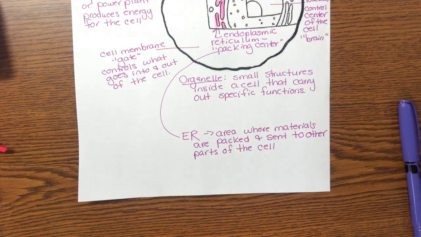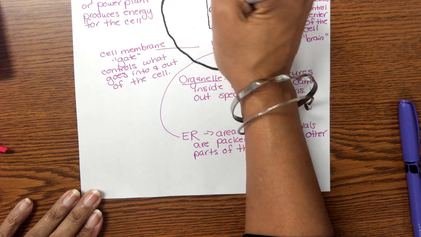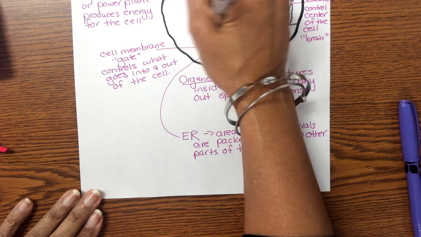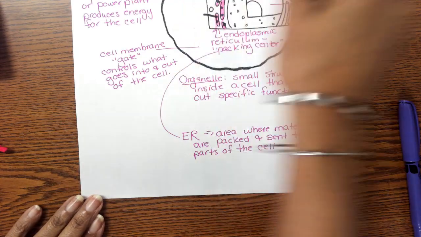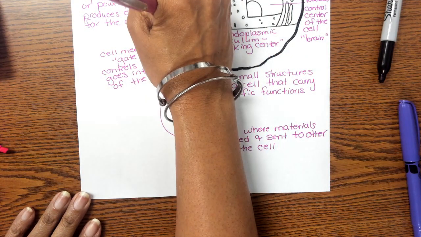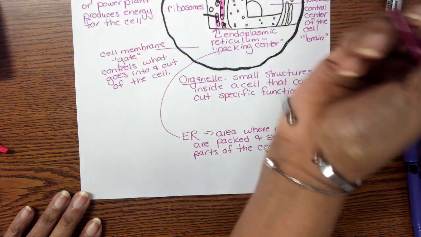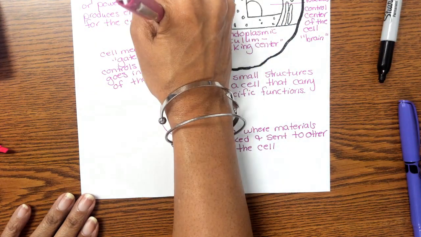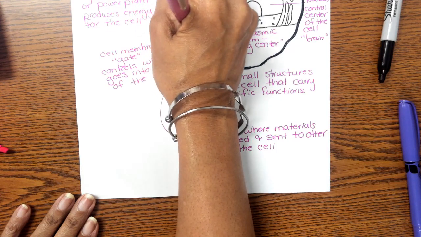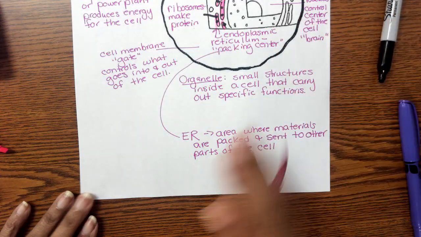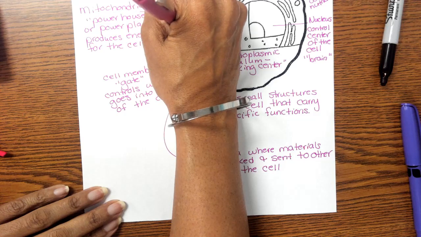Okay, and there's one other thing that I'm going to draw in that we talked about, and I'm going to put these little black dots on top of the endoplasmic reticulum, and these little black dots are ribosomes. Okay, and the ribosomes make protein. So you could think of the ribosomes as like construction, or we'll call them builders, because they build protein.